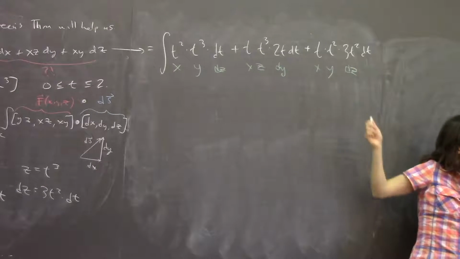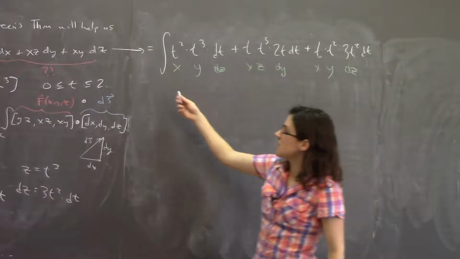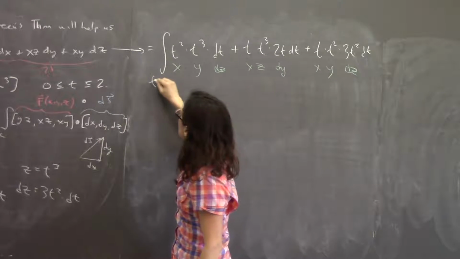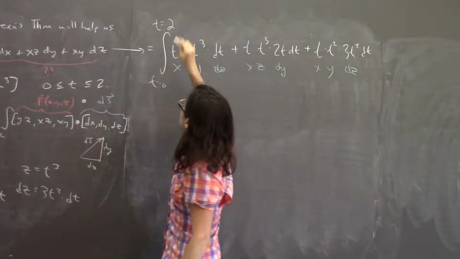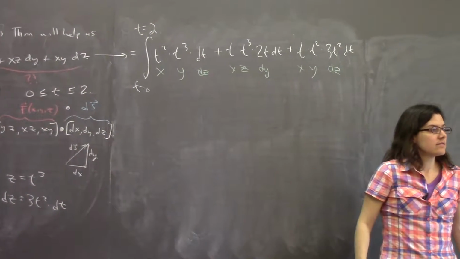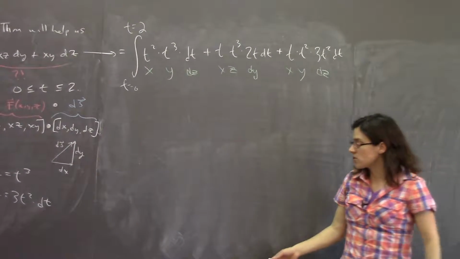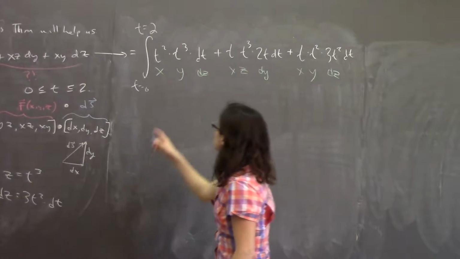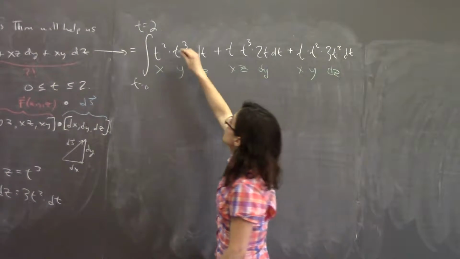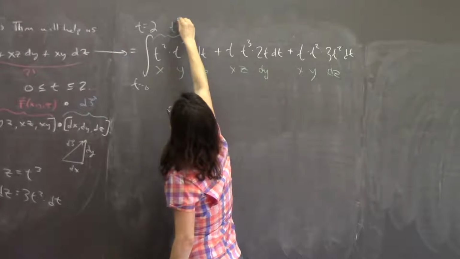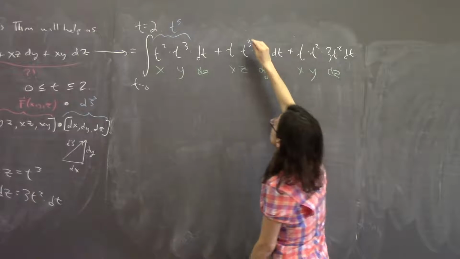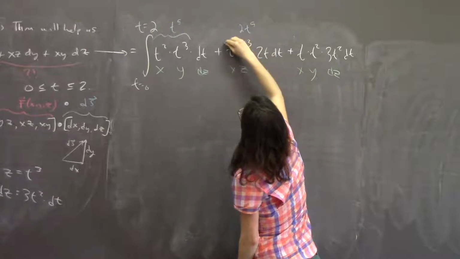So I just rewrote everything in terms of t, and then I want to integrate it for whichever t's I'm interested in, which is t goes from 0 to 2. Okay, now let's just do it. So we could notice that here at the beginning we have t to the 5th. This is just t to the 5th dt. This is, again, t to the 5th, but it's two of them. 2t to the 5th.